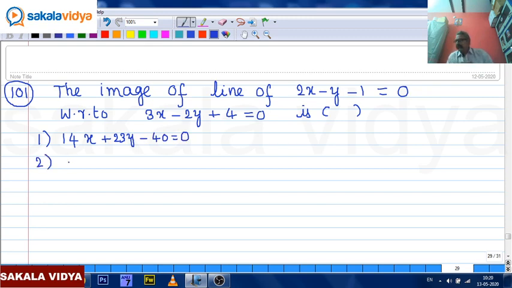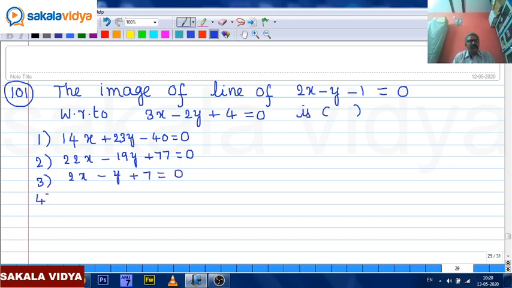Second option, 22x minus 19y plus 77 equals to 0. Third option, 2x minus y plus 7 equals to 0. Fourth option, 3x minus 2y plus 11 equals to 0.